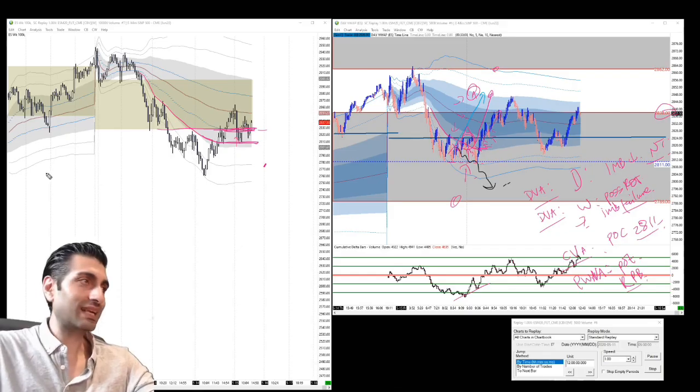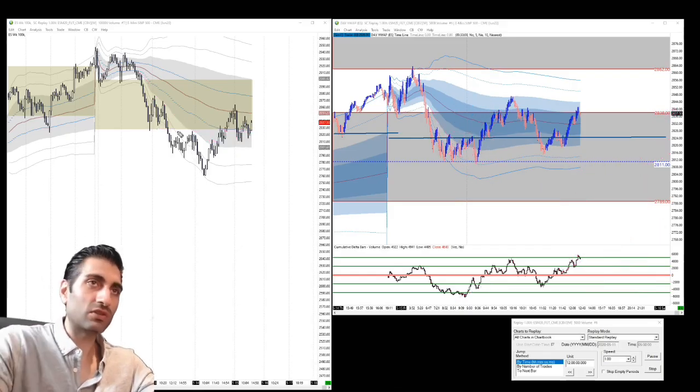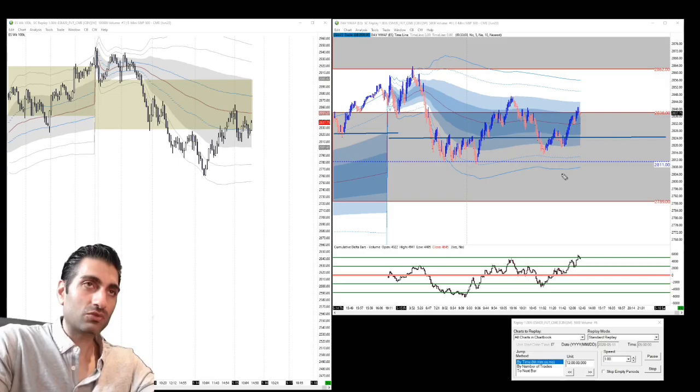Alright guys, hopefully that's clear, and that was helpful to give you those examples. So let's just recap. What you want to do is daily, so that'll be your overnight DVA, weekly developing value area. With this, it's just market condition and rhythm.